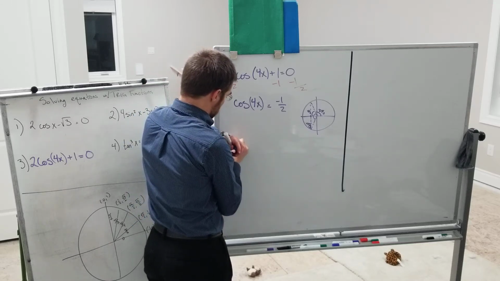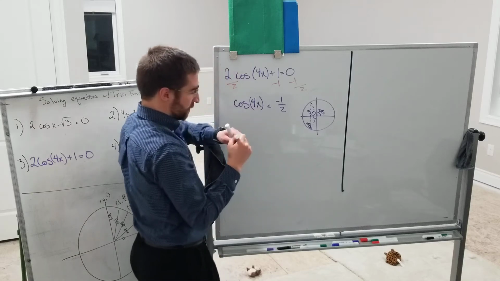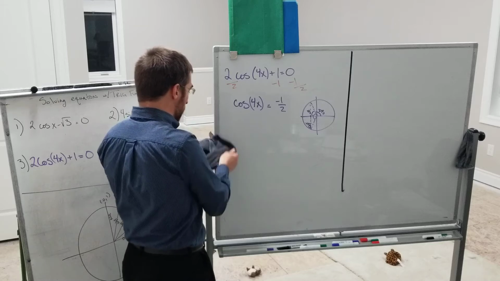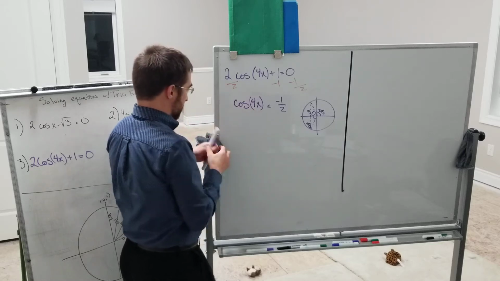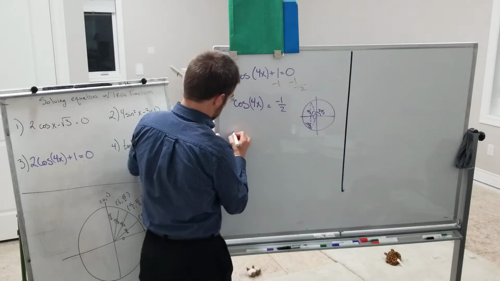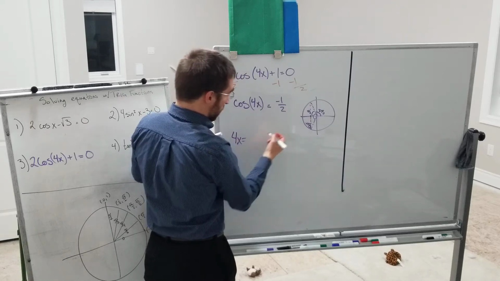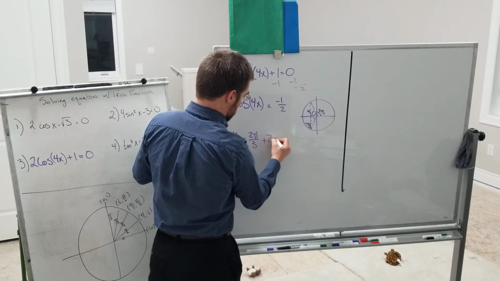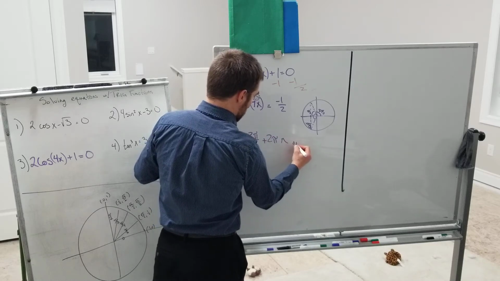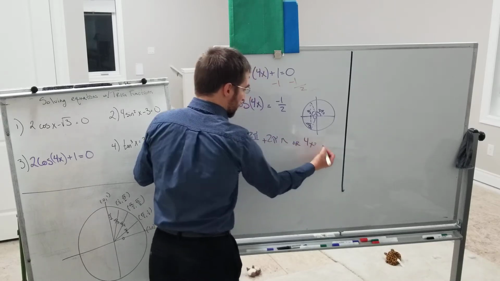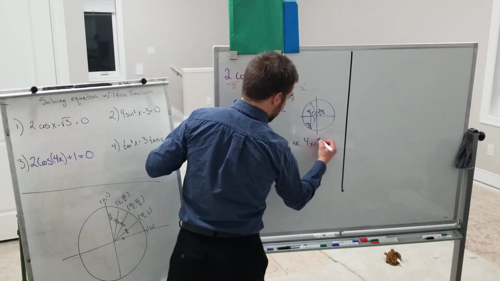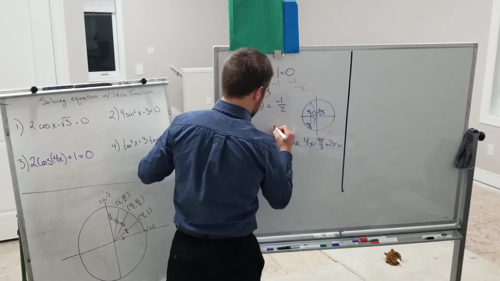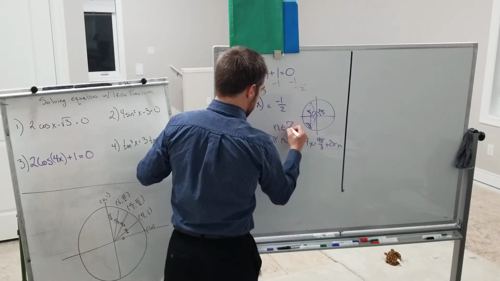So we have cosine 4x equals negative 1/2 when 4x equals 2 pi over 3 plus 2 pi n, or 4x equals 4 pi over 3 plus 2 pi n, and we're saying n is an integer here.